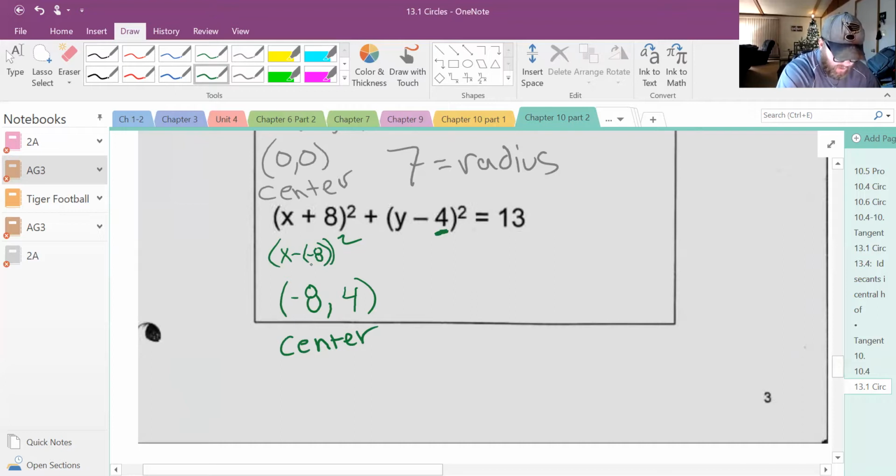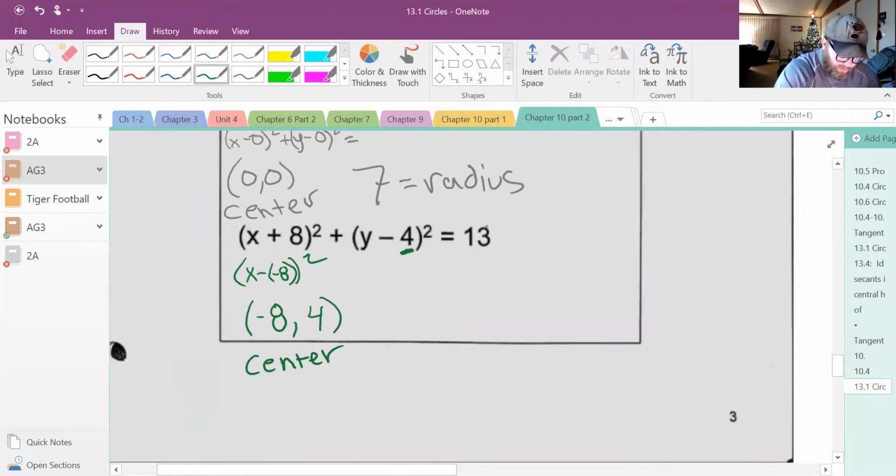Okay. All right, so same kind of concept. I need to find my radius from that value. I know that's my radius squared, right? I know that's my r squared. Is anything times itself equal 13 off the top of your head? No, right? 13 is not a perfect square.